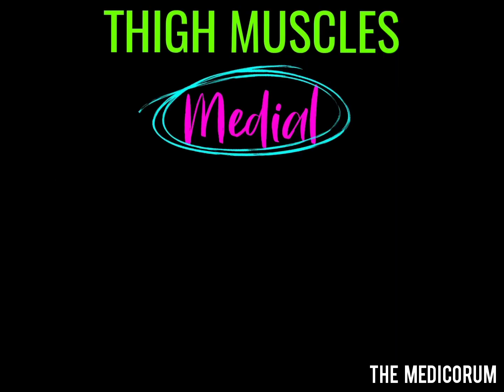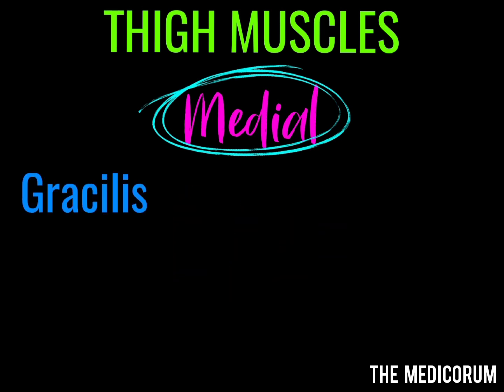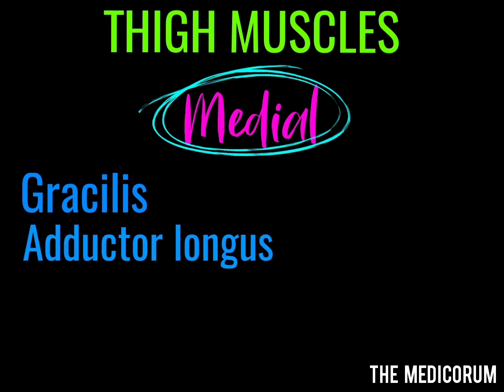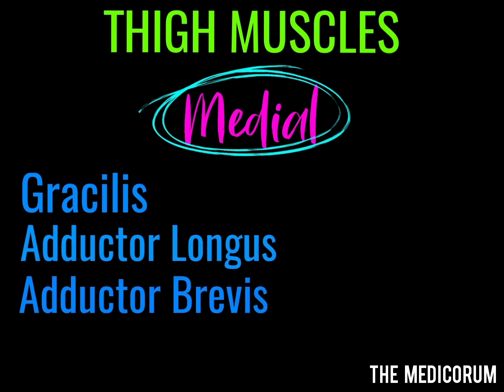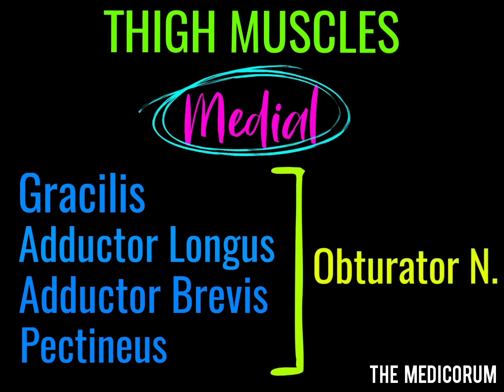Moving on to the muscles present on the medial side of the thigh. We can learn them with the help of the mnemonic GAP, where G stands for gracilis, A stands for adductor longus, another A for adductor brevis, and P for pectineus. And all the muscles of the medial side of the thigh are innervated by the obturator nerve.